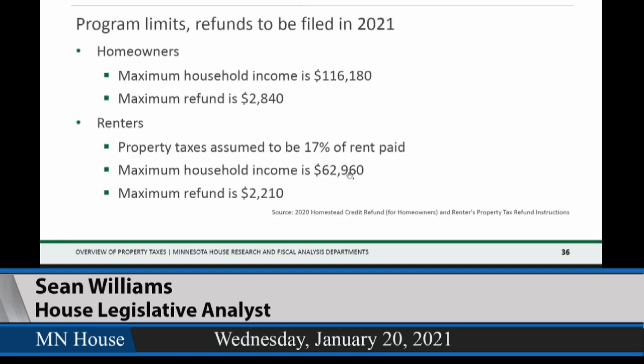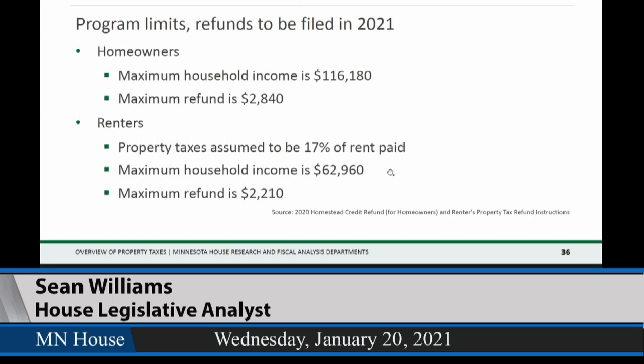The program limits are adjusted for inflation each year. So for refunds to be filed in 2021, the maximum income that you can have to still qualify for a homestead credit refund is $116,180. And the maximum refund that you can receive under that program is $2,840. And the maximum refunds scale down as income increases.